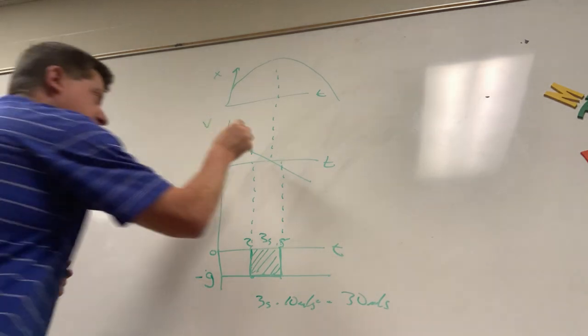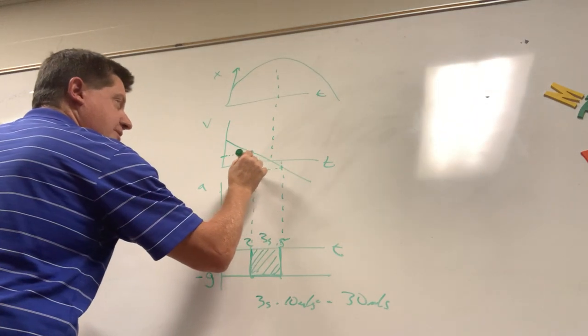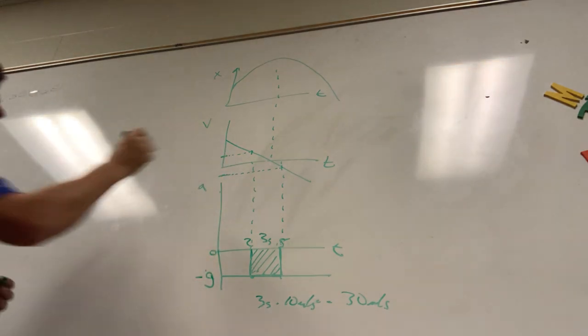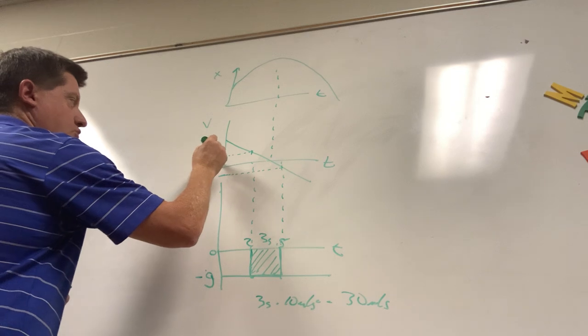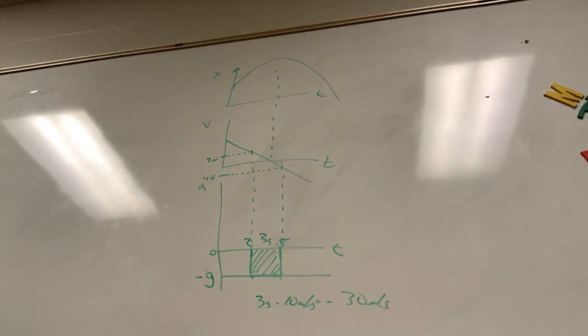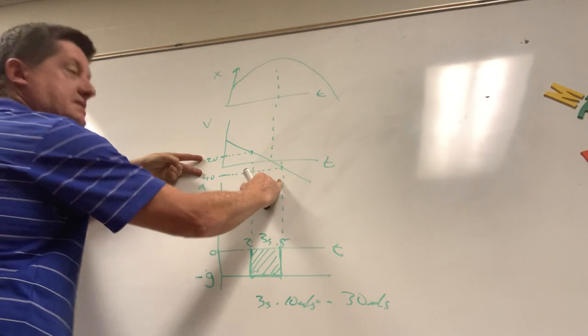That tells me that whatever value this is, it is 30 meters per second higher than that value. So maybe this is 20 and that's negative 10. Who knows? The area of this thing will tell me the height of that thing over that same interval.